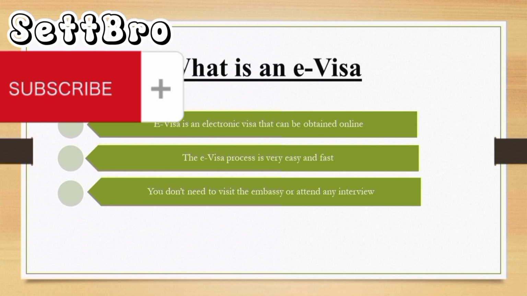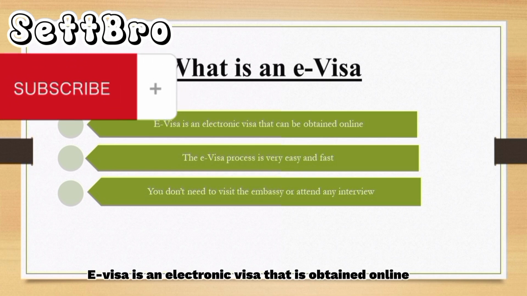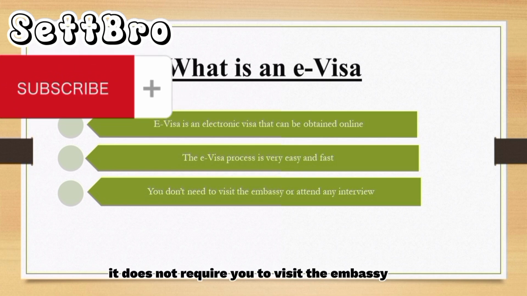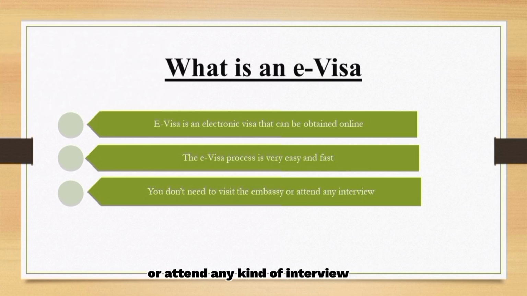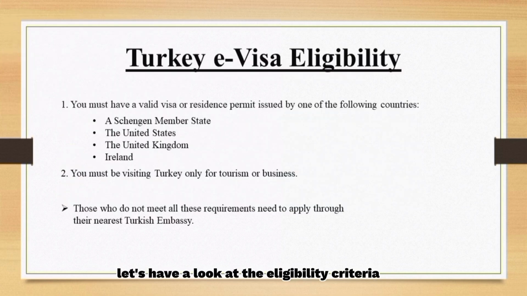What is an e-visa? E-visa is an electronic visa that is obtained online. It does not require you to visit the embassy or attend any kind of interview. Let's have a look at the eligibility criteria.